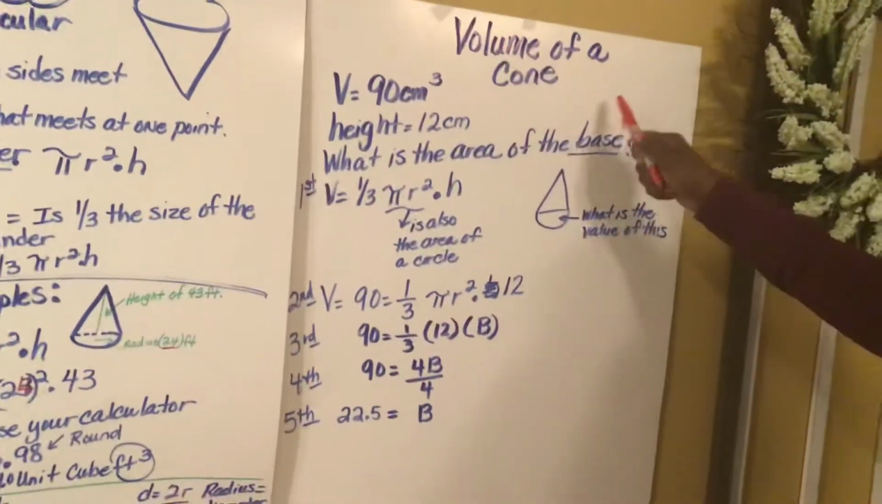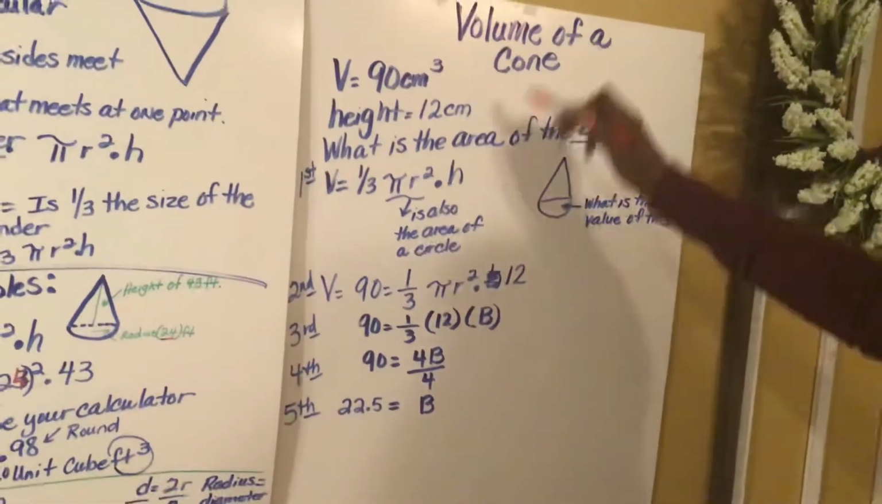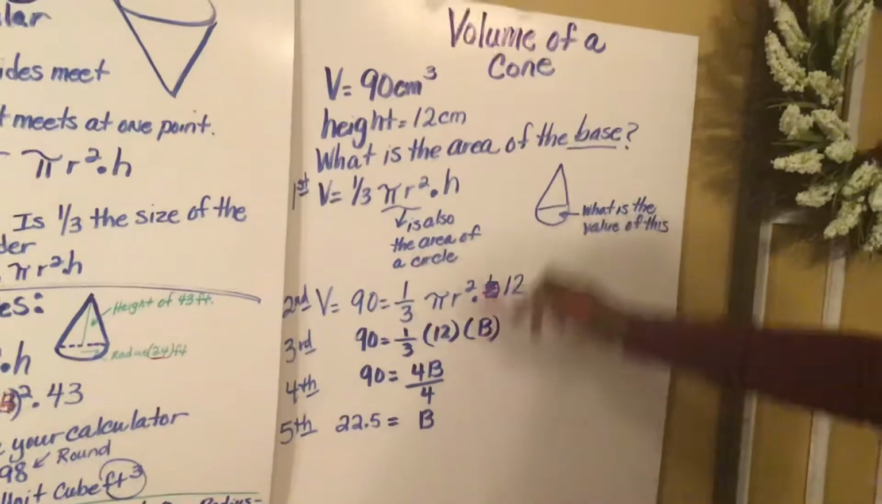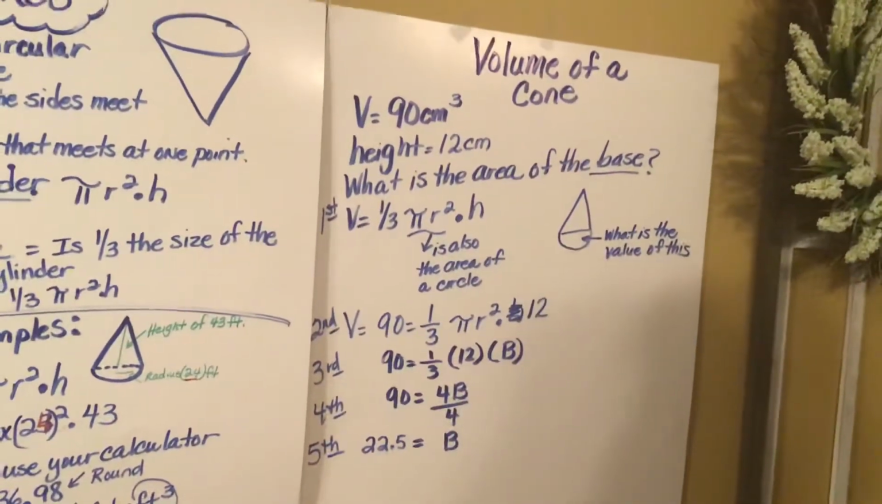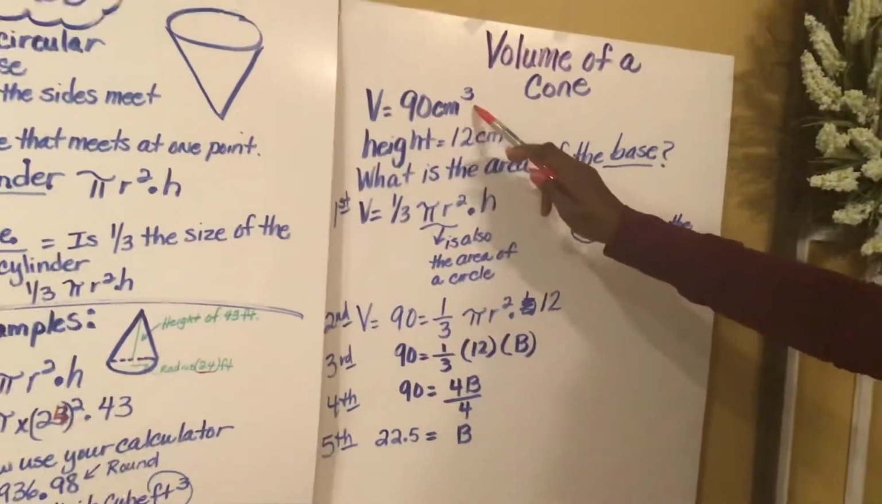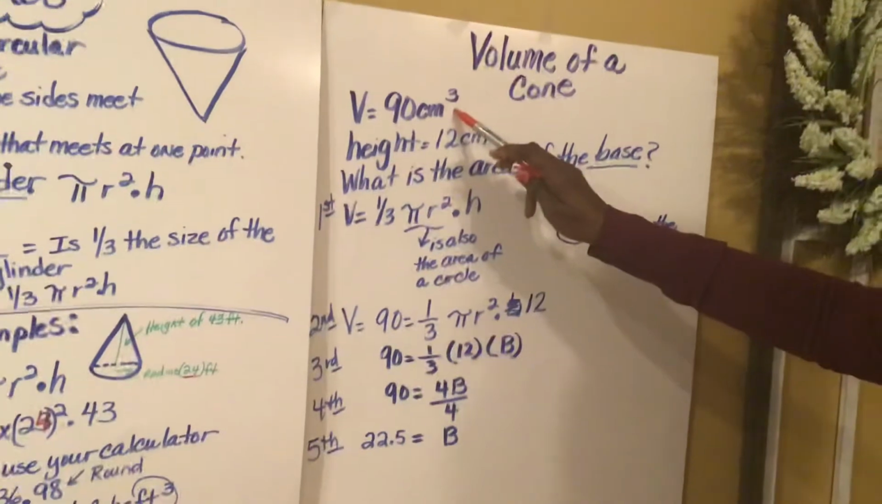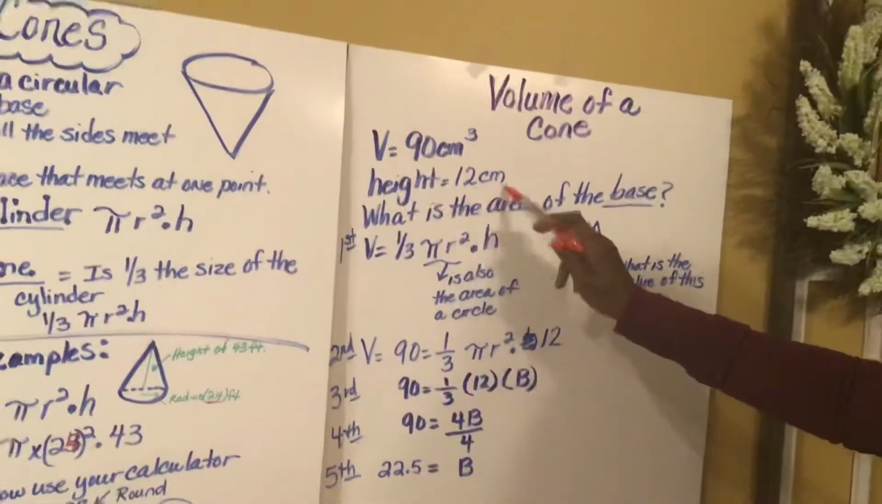Now, the volume of a cone. We did the cylinder and we did the cone, but this is just some more things to remember. So I broke it down for you in steps with the cone. If the volume is 90 centimeters, how do we read that 3 there? Cubed. So the volume is 90 centimeters cubed and the height is 12.